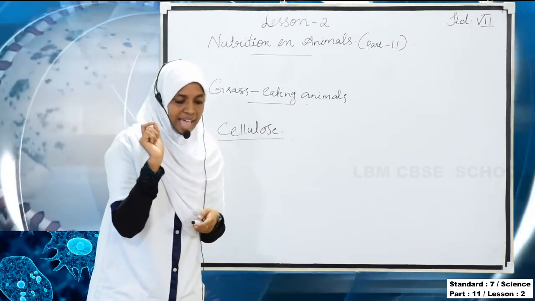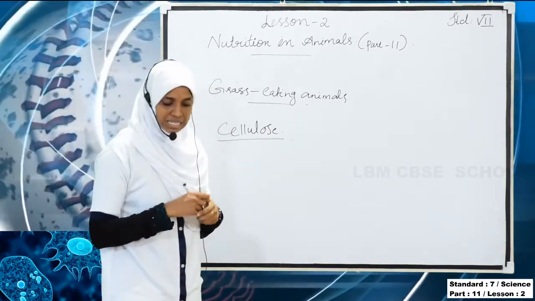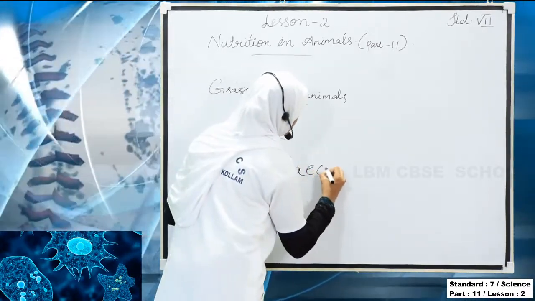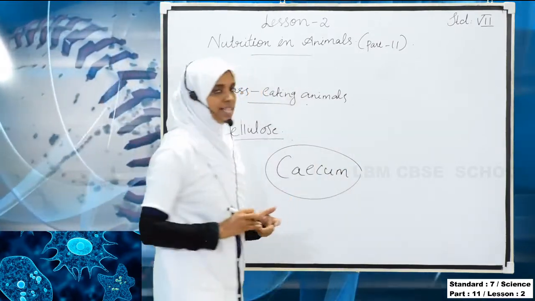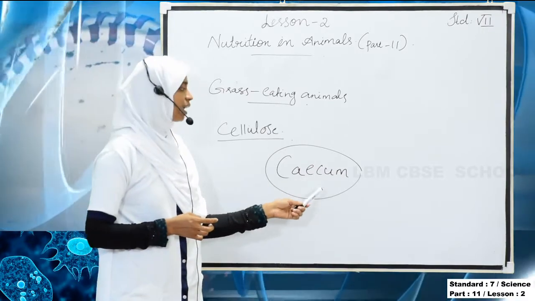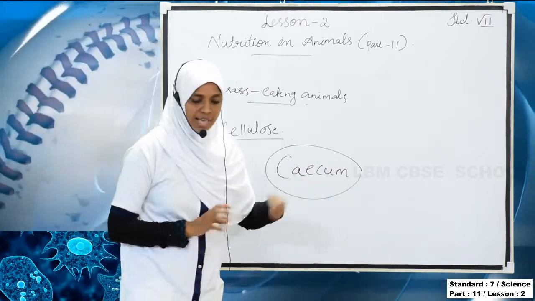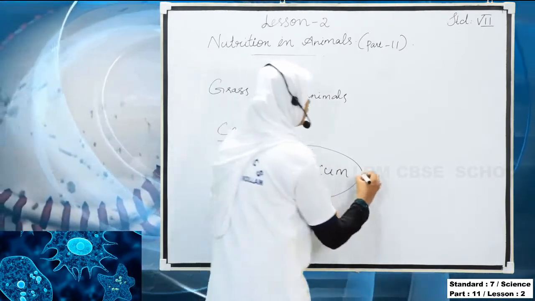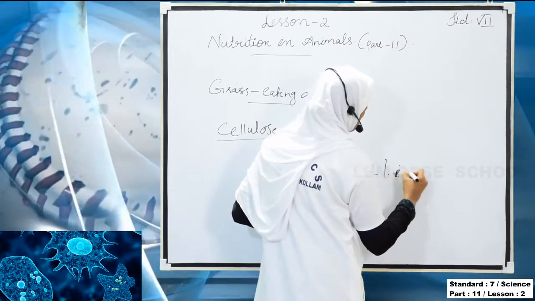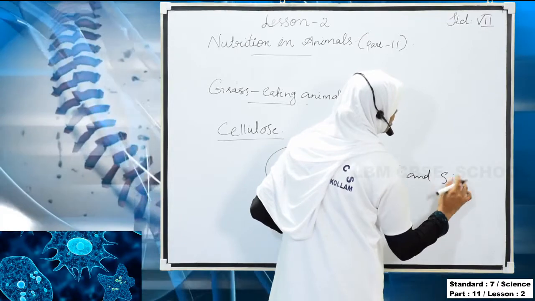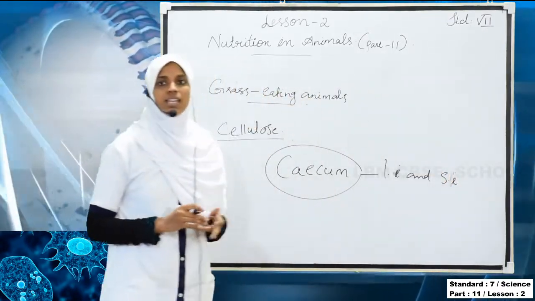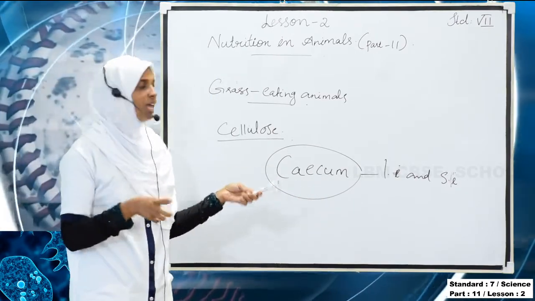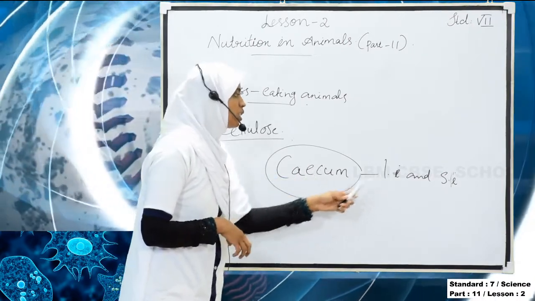In ruminants there is a sac-like structure called cecum. Listen to the spelling: C-A-E-C-U-M. In grass eating animals, or the ruminants, there is a special sac called cecum, and it is situated between the large intestine and the small intestine.